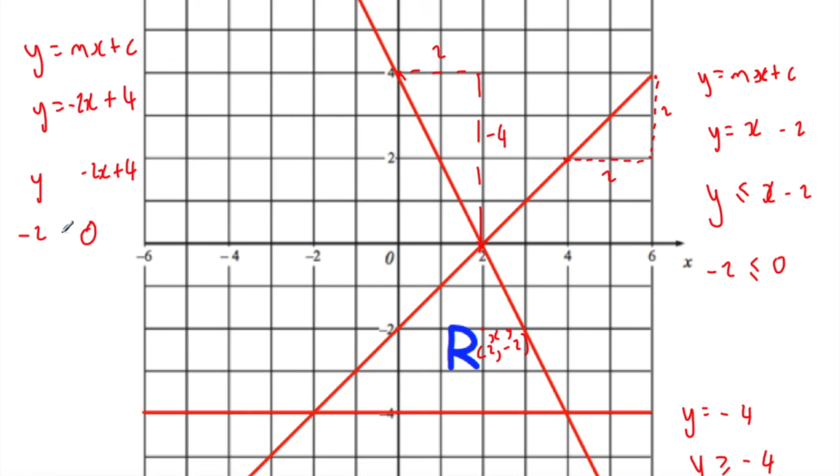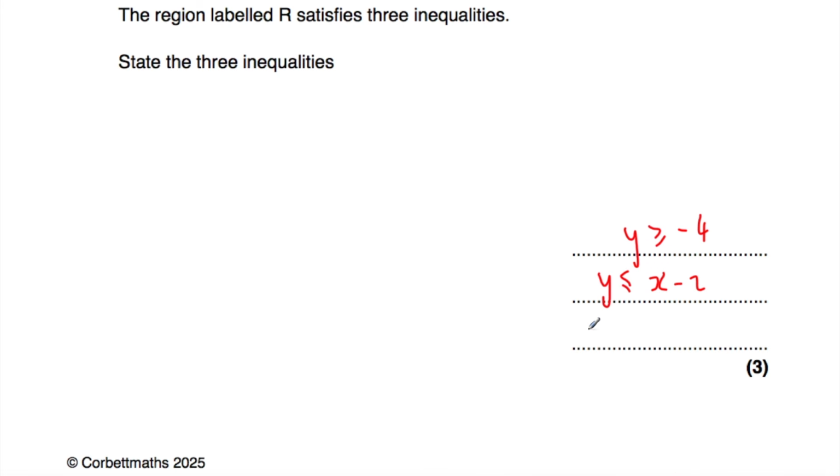We want the inequality sign to be the right way around for this, so we need it this way around, because here we would have minus 2 is less than or equal to 0. And I put the equal to part in there because it's a solid line again. So we've got y is less than or equal to minus 2x plus 4. And that's our inequality there. And that's it there, the three inequalities.